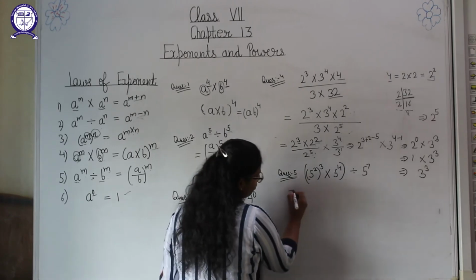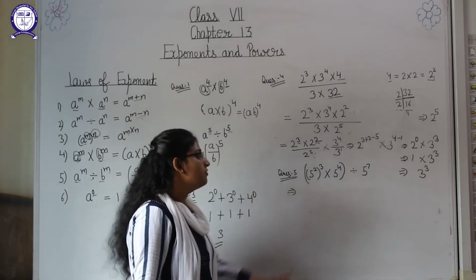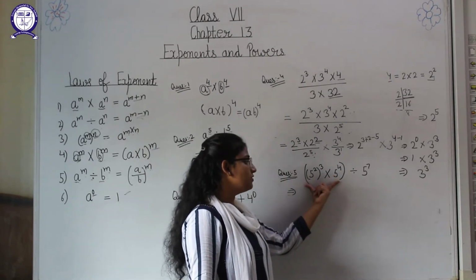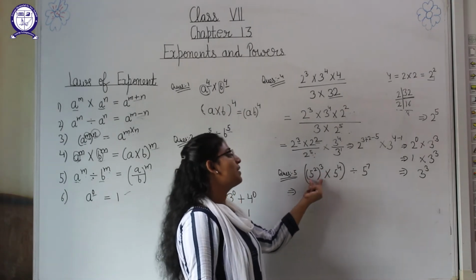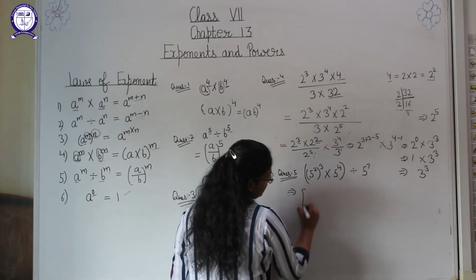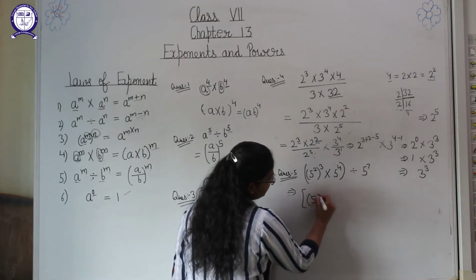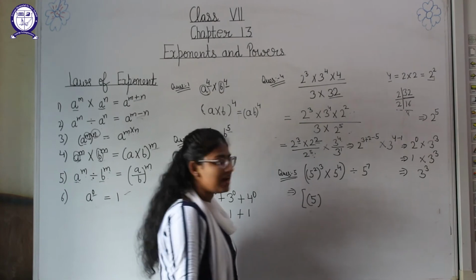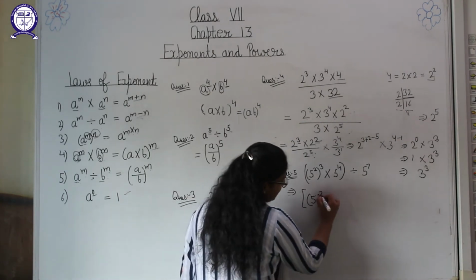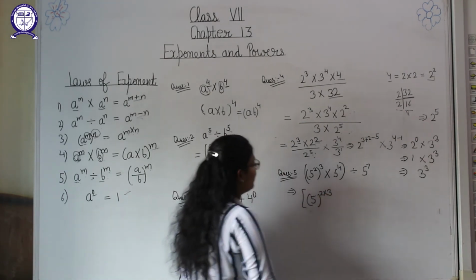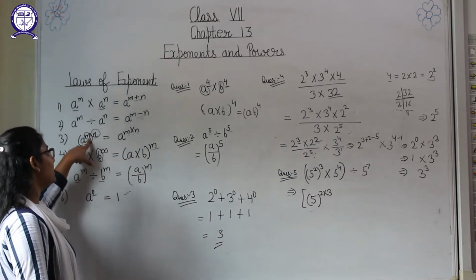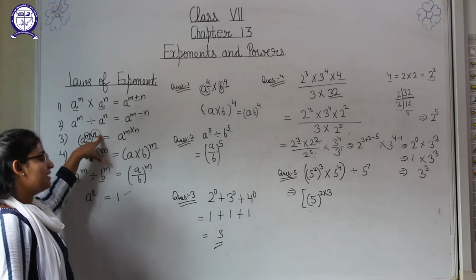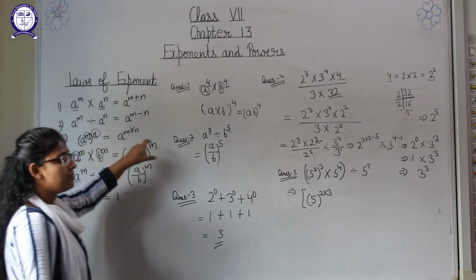So students, as you know, we will follow BODMAS here. We will solve the bracket first. As this is a bracket of bracket, we will solve it first. Here 2 and 3 are the powers, so we have to multiply 2 into 3, as in the third law, a raised to the power m raised to the power n: we have to multiply the powers.